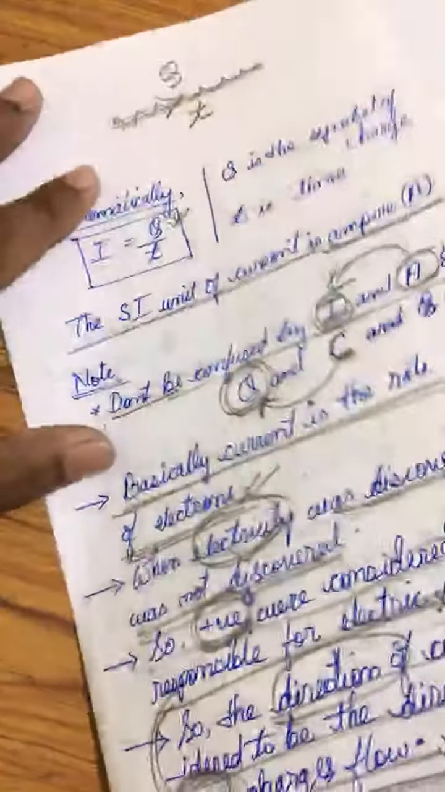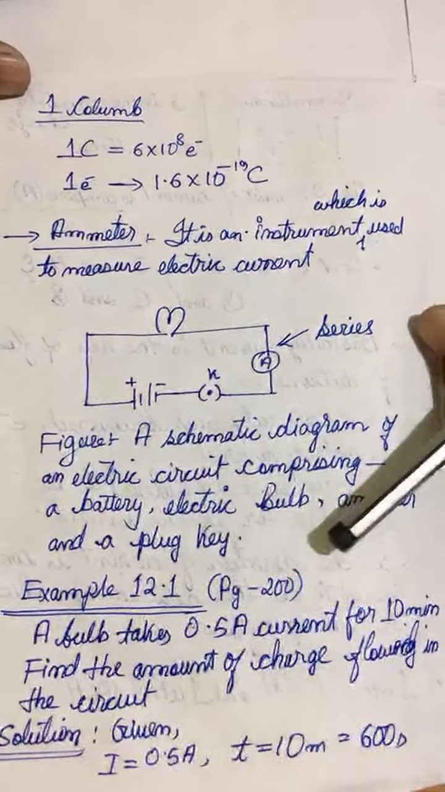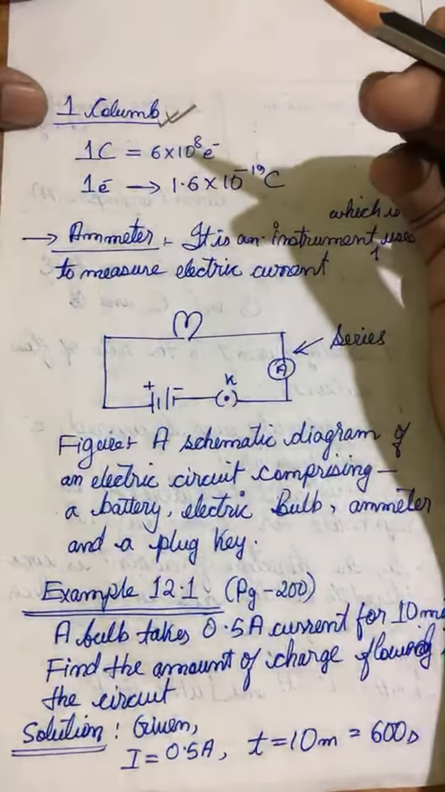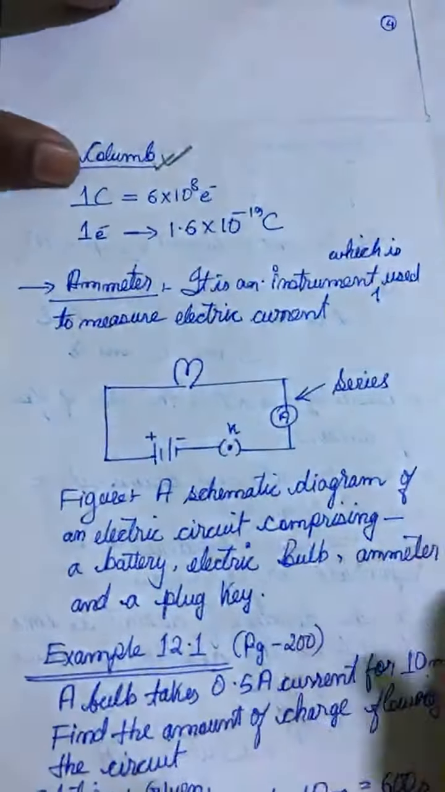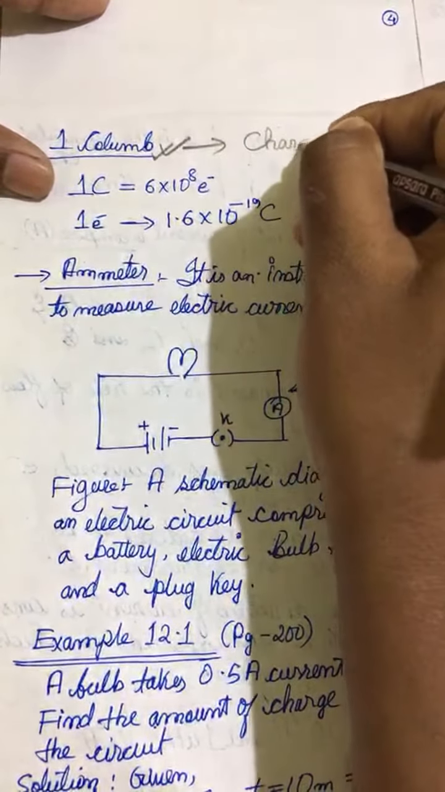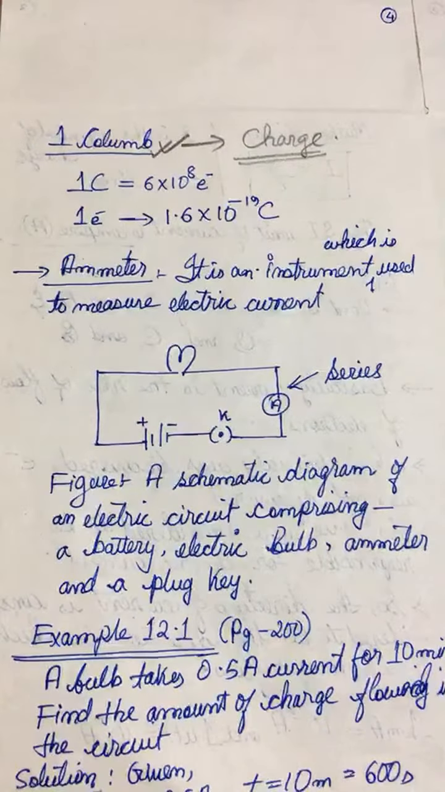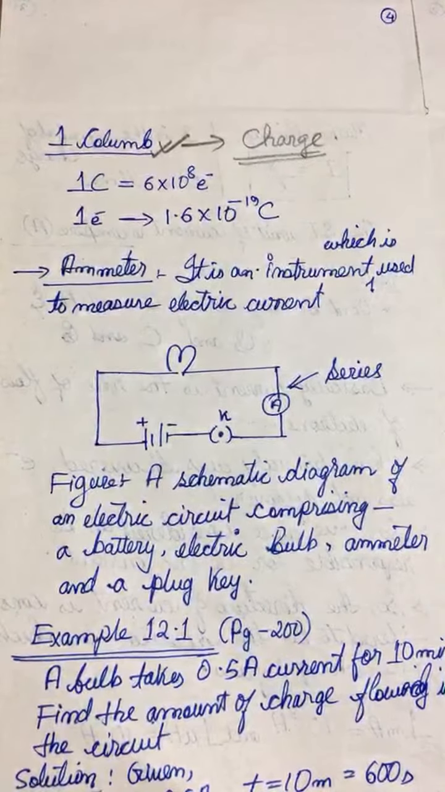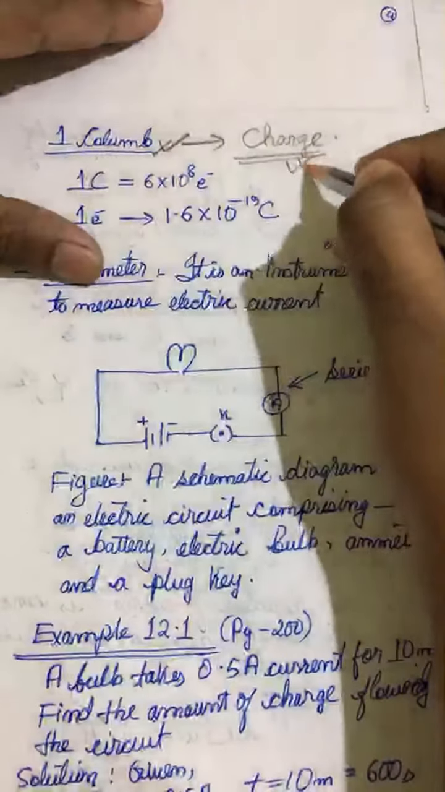Okay, so after this, let us go to the next part, that is the coulomb. Now what is this coulomb? Coulomb is nothing but the unit of charge. For example, we can measure charge. Anything that can be measured has a unit. So coulomb is a unit of charge.